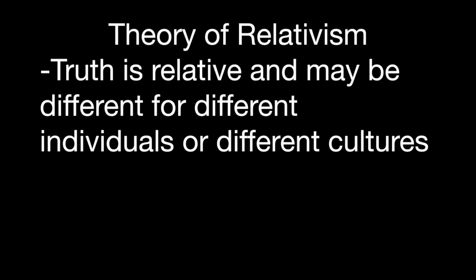The theory of relativism states that there is no such thing as absolute truth that exists in an objective way, independent of what anyone happens to believe is true, meaning that truth is relative and may be different for different individuals or different cultures. It places value in the fact that everyone's beliefs are equal, so it is more correct to say that my belief is true for me, but false for you.